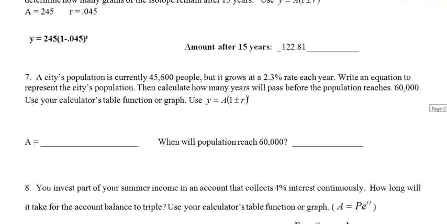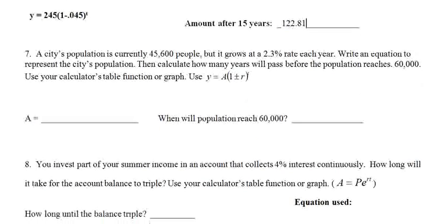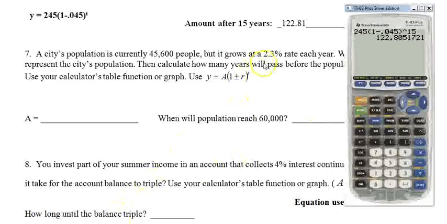Okay, 7 is going to be similar. The city's population is currently 45,600 people, but it grows at a rate of 2.3% per year. Write an equation to represent the city's population. Then calculate how many years will pass before the population reaches 60,000. Use your calculator's table function or graph. Well, we will absolutely use its table function. So let's see what we got here.